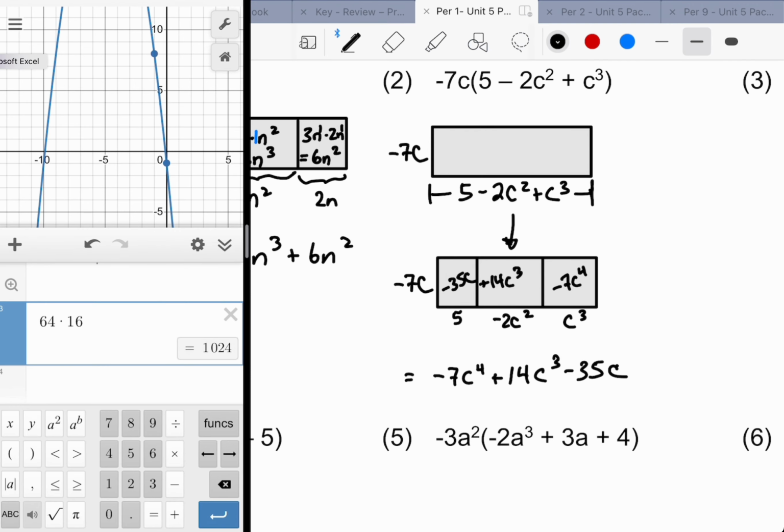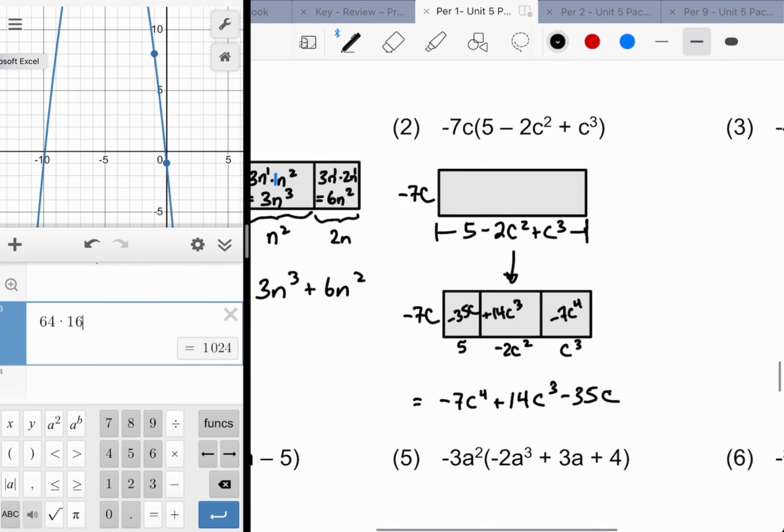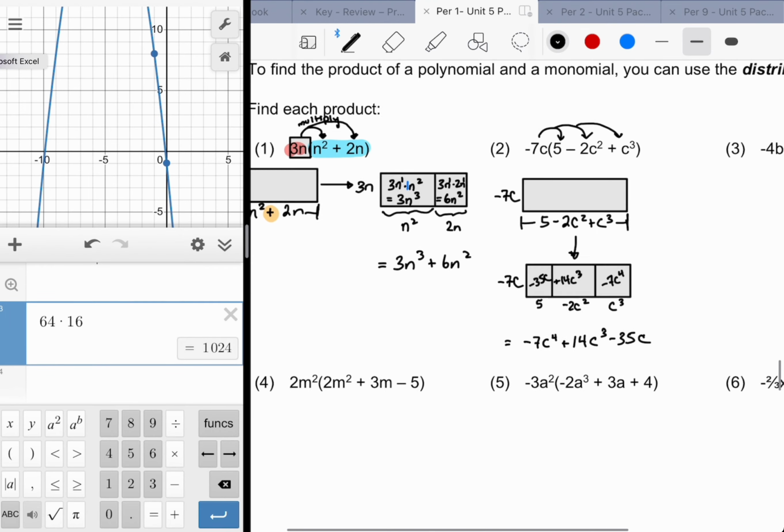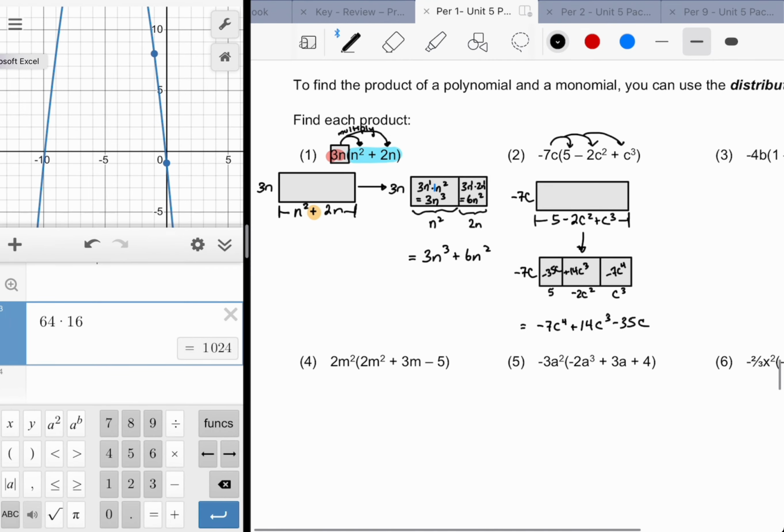And again, we would have gotten the same thing if we distributed the negative 7c to each term through multiplication. But you kind of lose a little something if you just jump right to that process. All right. All the remaining examples, even the ones with fractions on this page, they all kind of follow the same, well, they definitely follow the same strategy.